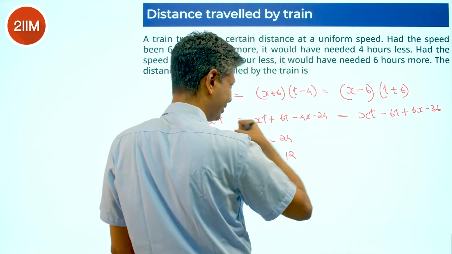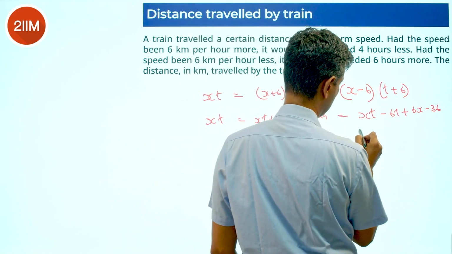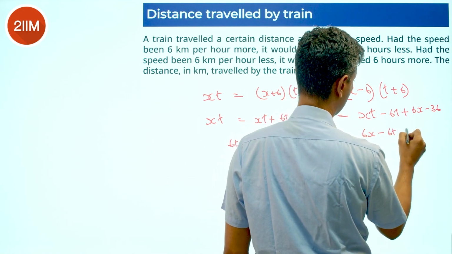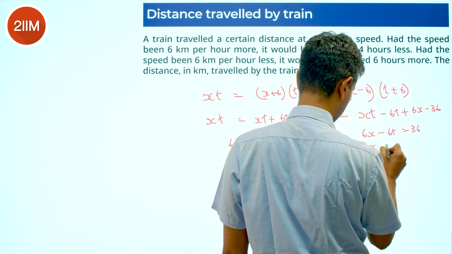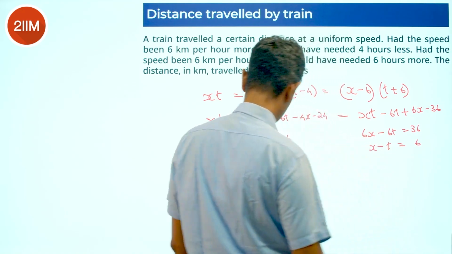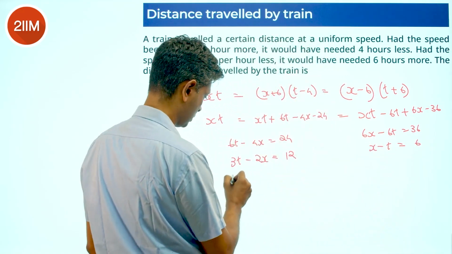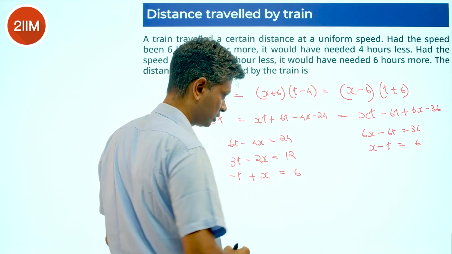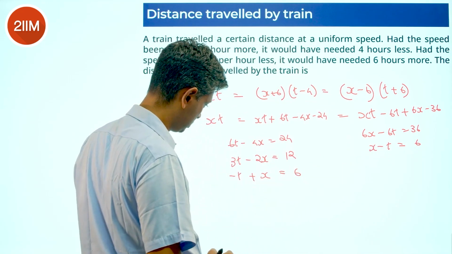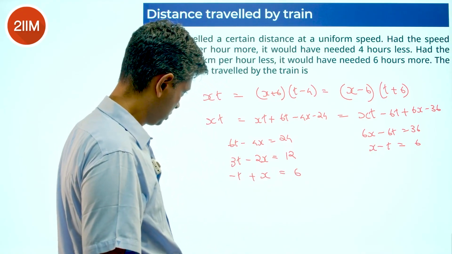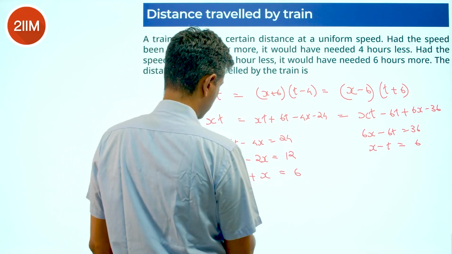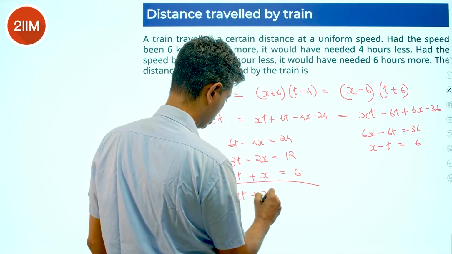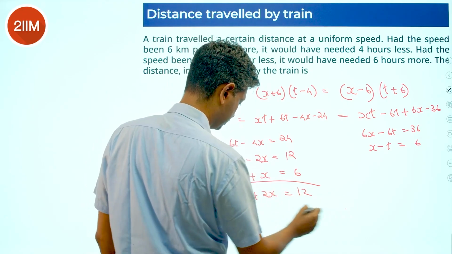This is equal to xt minus 6t plus 6x minus 36. Equate this and this. Xt goes off. 6x minus 6t equals 36. X minus t equals 6. Minus t plus x equals 6. Multiply this by 2. Minus 2t plus 2x equal to 12.